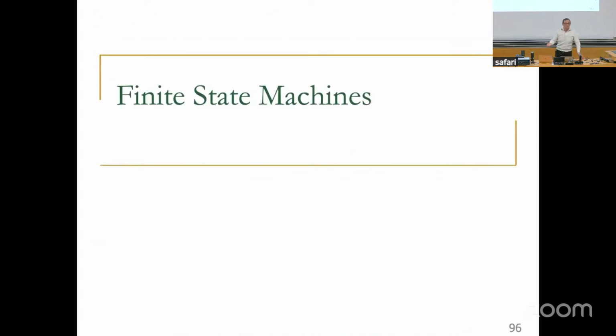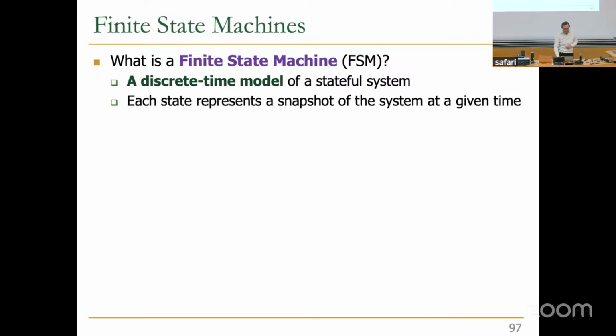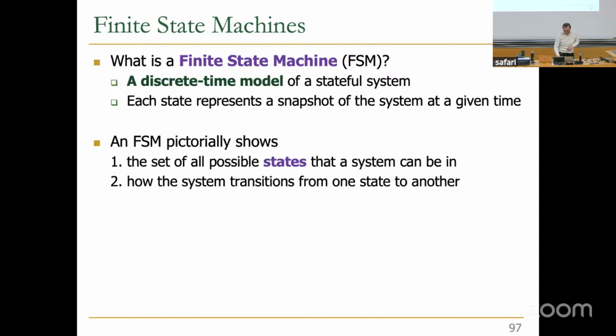Now that we know all of these concepts, let's introduce finite state machines first. So what is a finite state machine? It's essentially, formally, a discrete time model of a stateful system. It has state, as we have seen. Each state represents a snapshot of the system at a given time, as I already said. And usually FSMs are depicted pictorially. They don't have to be, but pictorially it shows the set of all possible states that a system can be in and how the system transitions from one state to another.